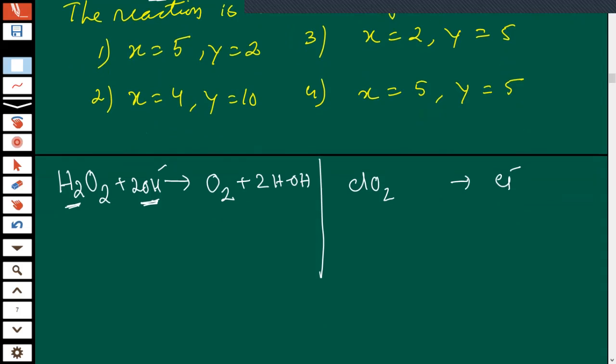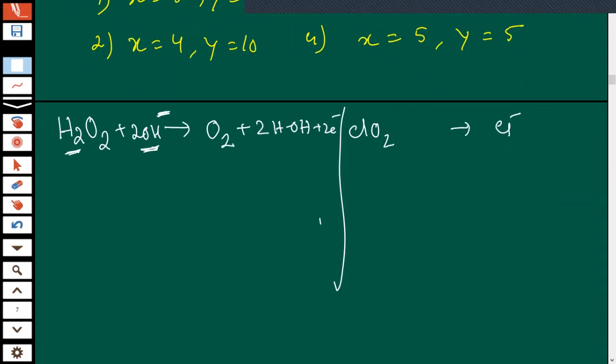And now tell me, how many electrons are there? How many electrons do we have to use to balance the charge? On the left hand side 2 minus charges are there, no? So we will use 2 electrons to balance the charge.